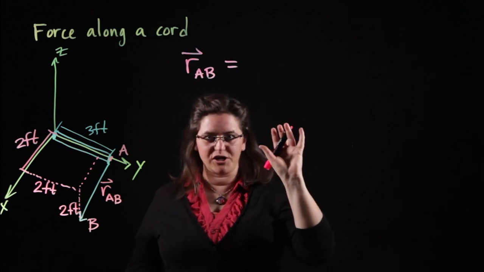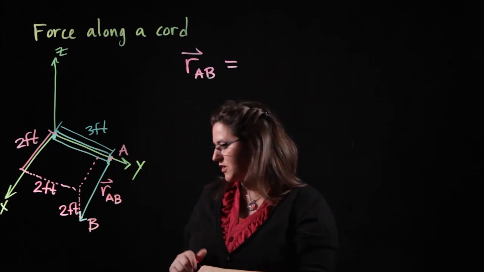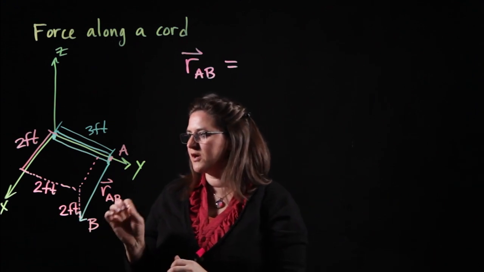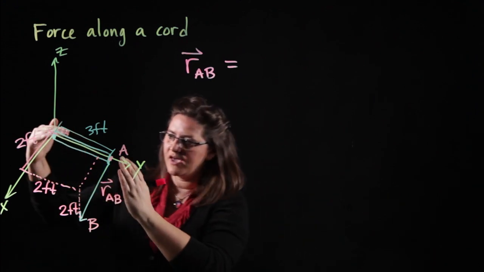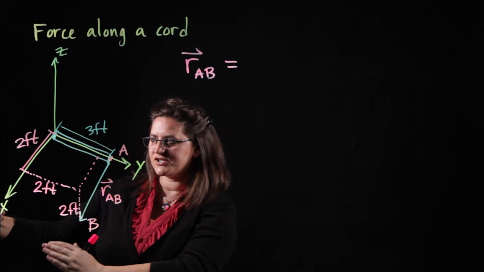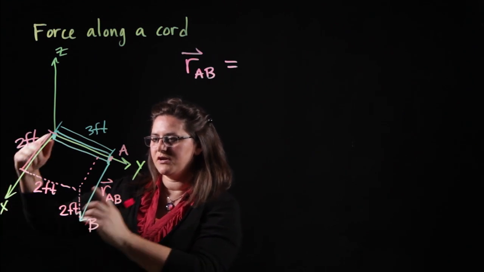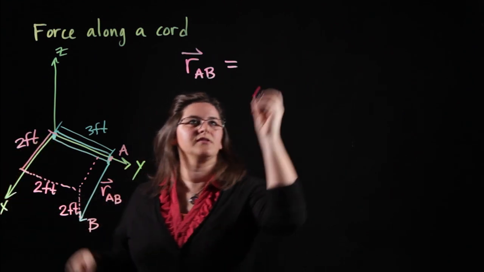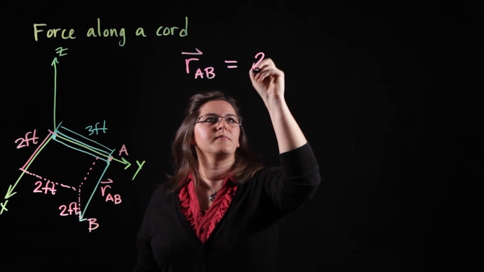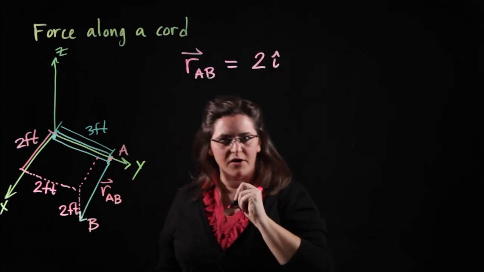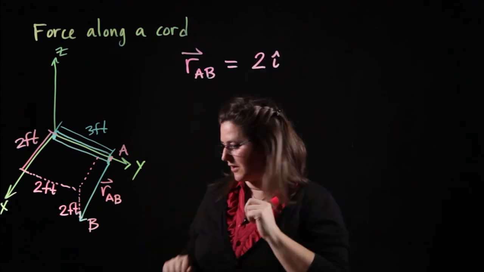In the I-hat direction, in other words, in the X direction, this cord is pulling +2. In other words, in this direction, the X direction, the cord is pulling 2 feet. I'm going to leave off the units and do everything in feet for now.